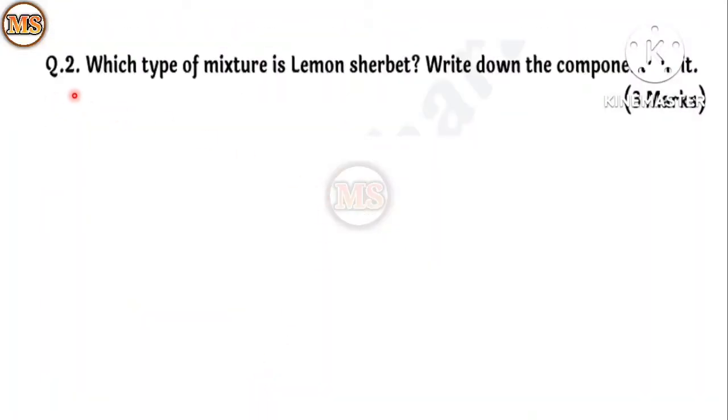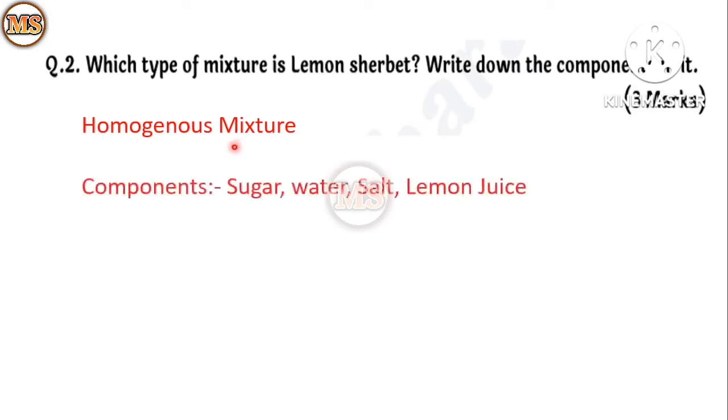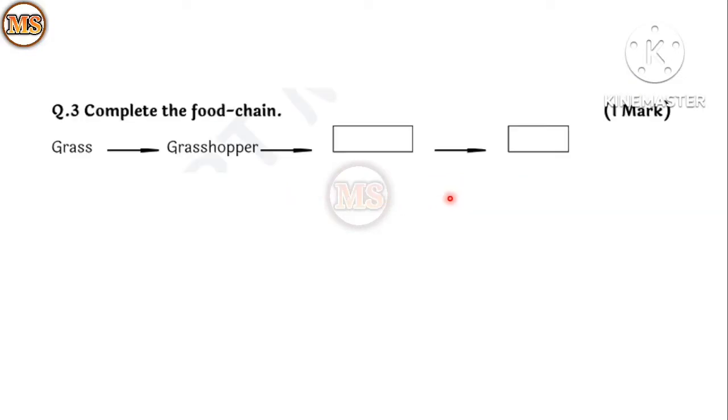Then question number 2: which type of mixture is lemon sharbat? Write down the components in it. This question is for 3 marks. So lemon sharbat is nothing but a homogeneous mixture, and what does it contain? The components are sugar, water, salt, lemon juice, etc.